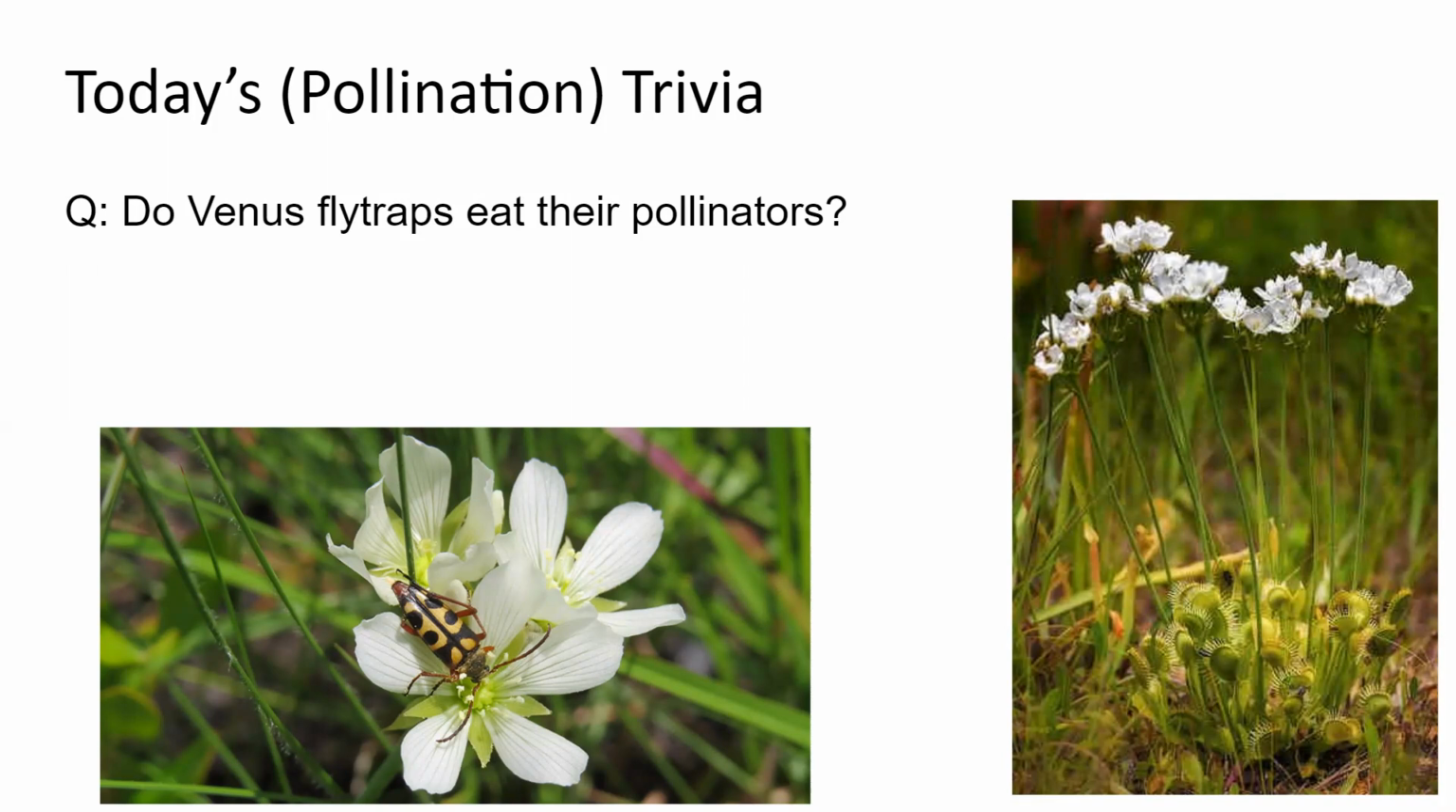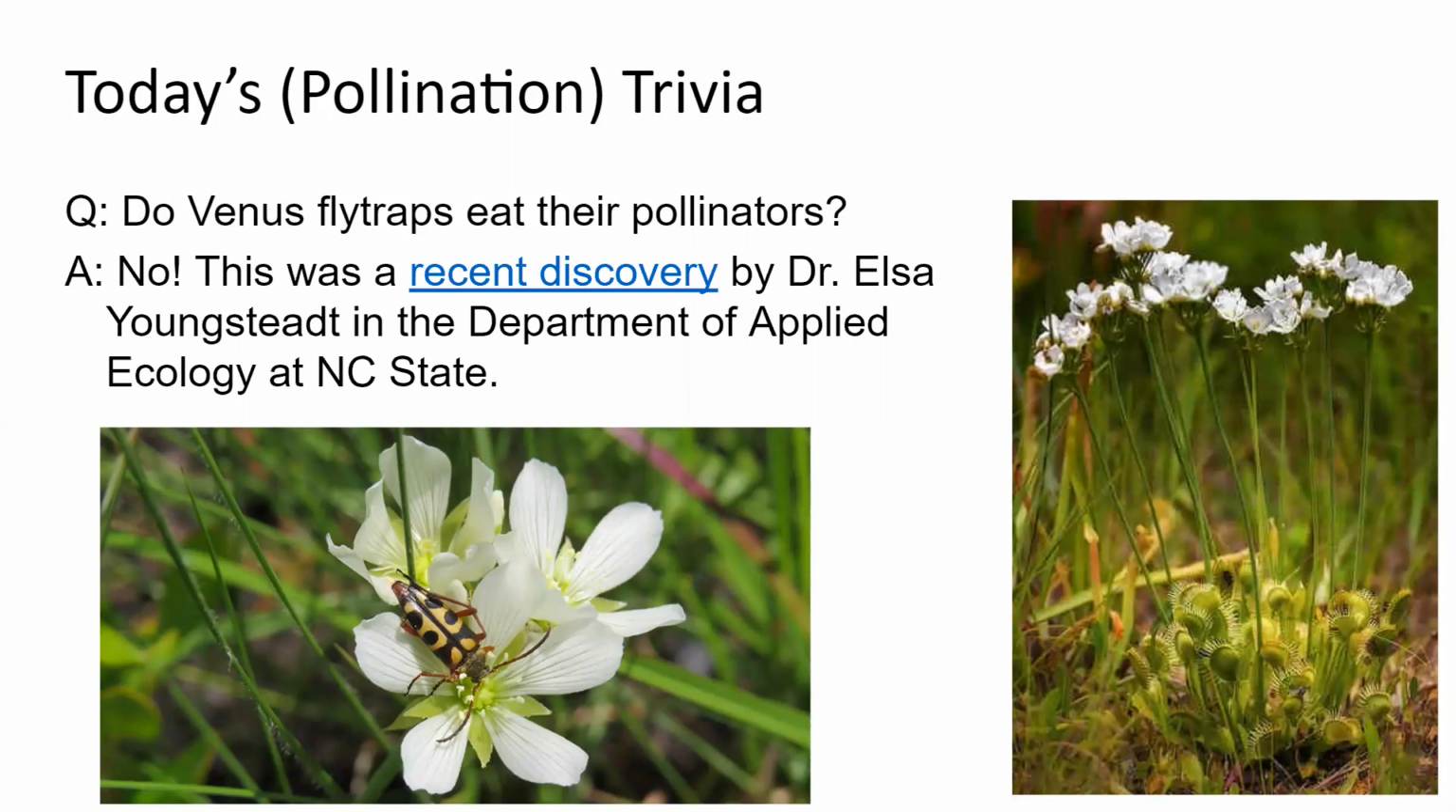And so it stands to reason that you might be concerned: how does this plant continue to survive if it's an insect-eating plant? My colleague, Dr. Elsa Youngsteadt, who is a new professor in the Department of Applied Ecology at NC State, made this discovery by looking at the flowers of Venus flytraps and also looking at the leaves to see what kinds of insects were consumed. I linked the article here, but the headline is a really wonderful scientific finding.